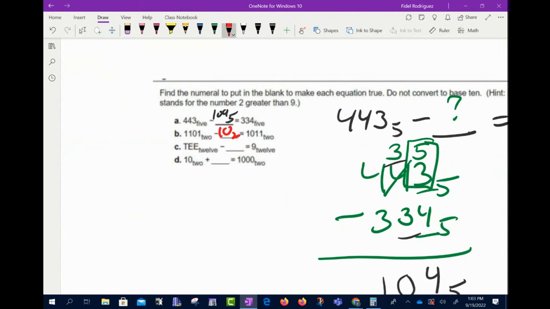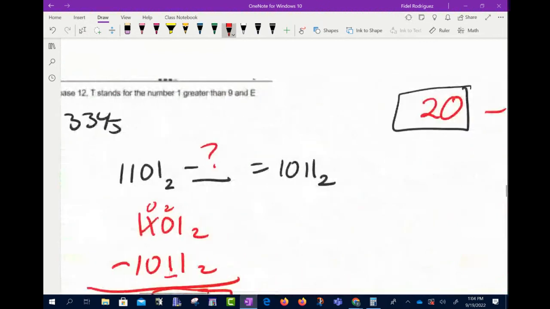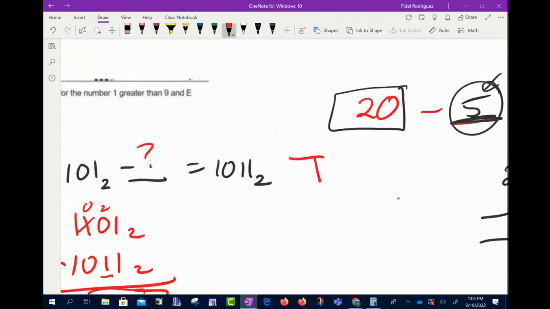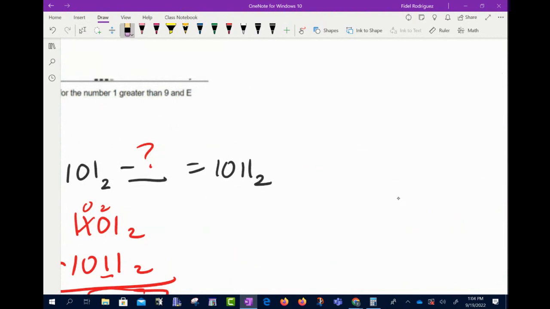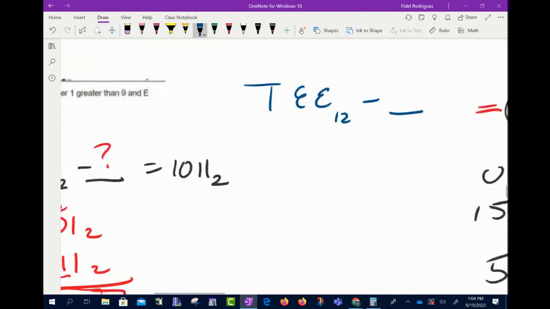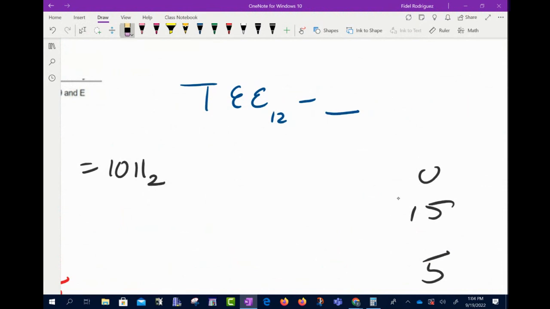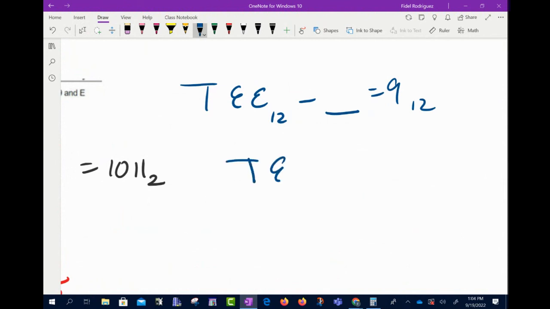Now, let's take a look at part C. It's the same type of problem. And it says TEE base 12 minus something equals 9 base 12. So let's see if we can figure out what that stuff means. Let me clean this up here a little bit. So we have TEE base 12 minus something equals 9 base 12. Just like we did before, we're going to take this TEE base 12, subtract 9 base 12, and see what we end up with.